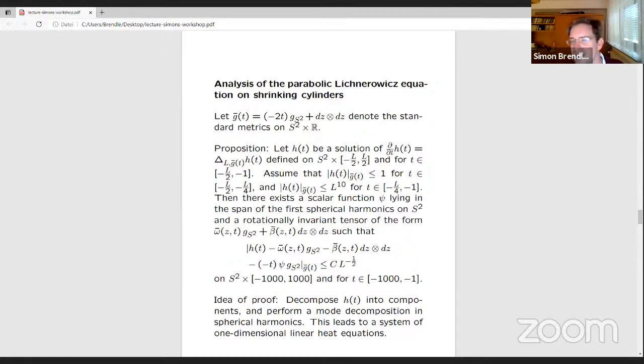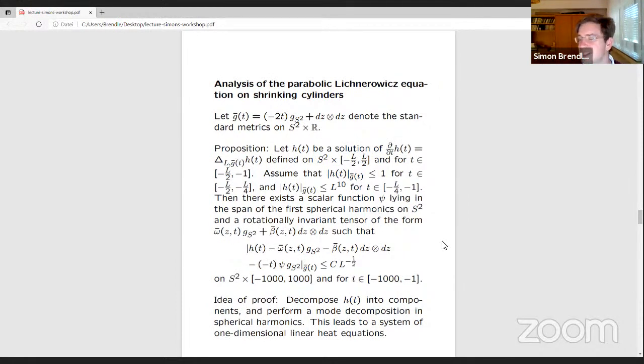So what this is really saying is that if you have a solution of linearized Ricci flow and you give it some time to evolve, then after some time certain modes will dominate. And you can decompose it into a term that's rotationally symmetric, plus this term involving the first spherical harmonics, plus errors that are capital O of L to the negative 1/2. So to a very good approximation, it looks like this.